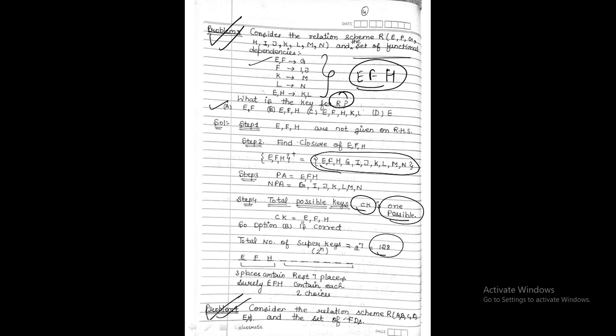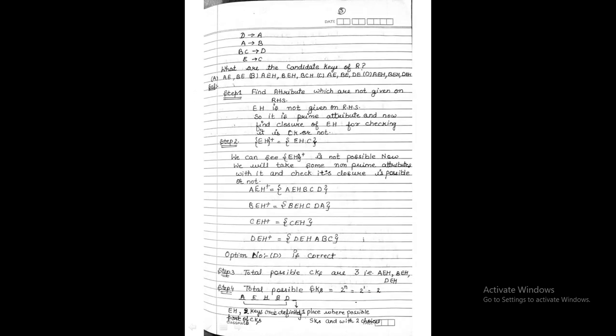Now the next question is: consider the relation R(A, B, C, D, E, H) and the set of functional dependencies given: A implies B, C implies D, E implies C. What are the candidate keys of R? On the right side you can see that EH is not given, so we have to find EH's closure. But when we find the EH closure, we get only EHC. So we can see the EH closure does not give the full relation.